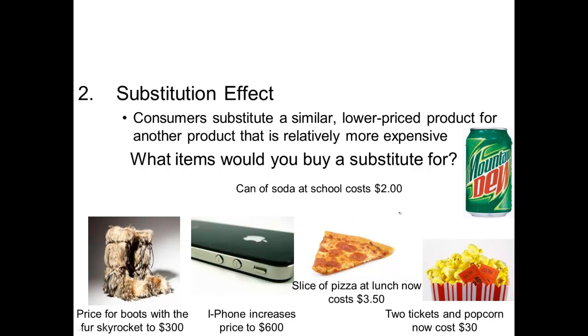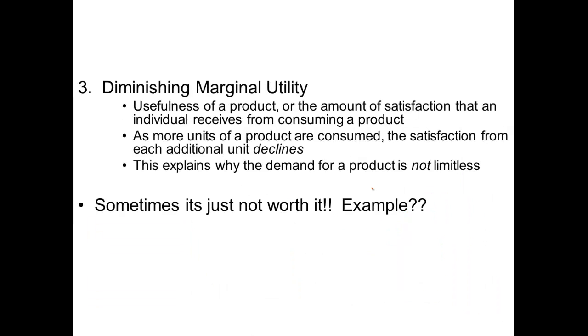So let's say a slice of pizza is now $3.50. The substitution effect is going to say that instead of paying for the pizza, you will just buy a cheaper substitute. So maybe you'll go buy a sub sandwich, or you'll go buy a taco instead. If iPhones get too expensive, maybe instead of getting the iPhone, you'll get a cheaper phone, like for instance the Pantech. And if movies get too expensive, maybe you're just going to rely on Redbox. So anyways, that's the substitution effect. Like I said, pretty straightforward.